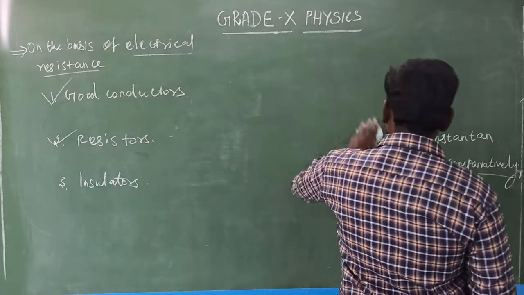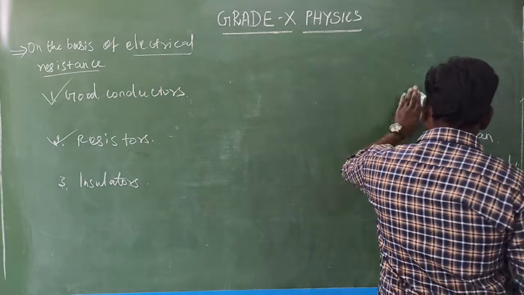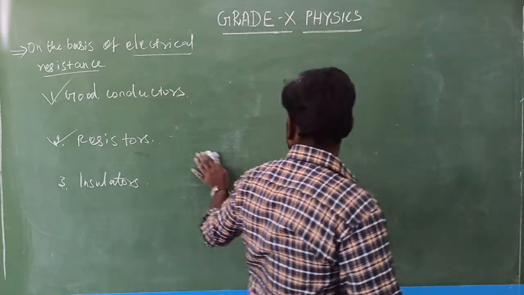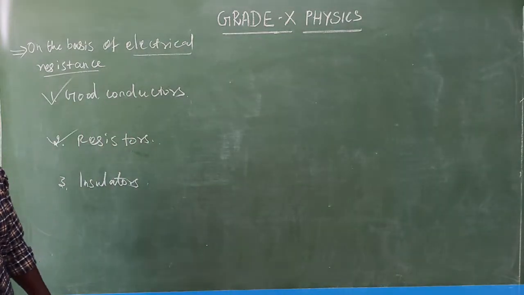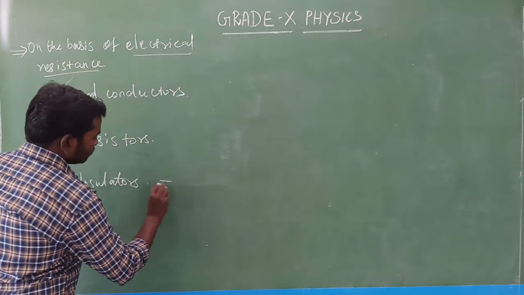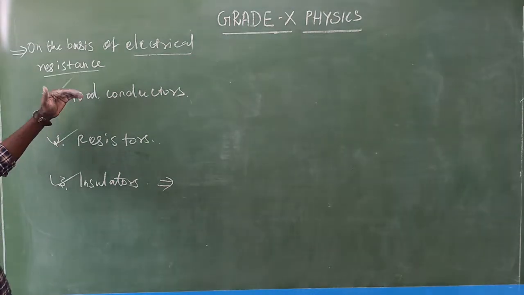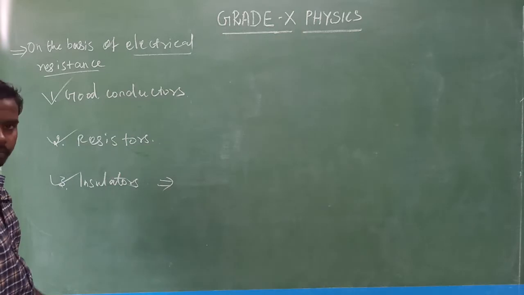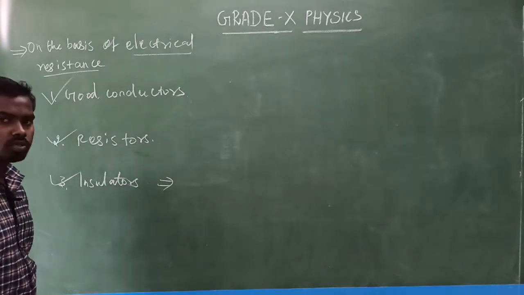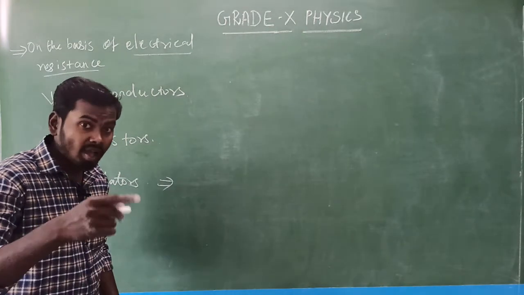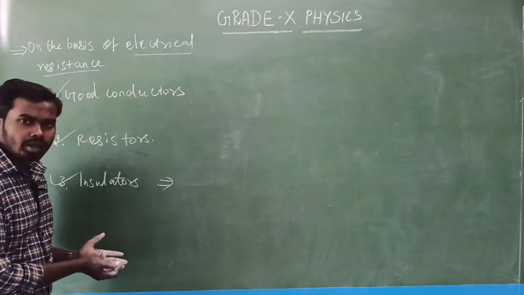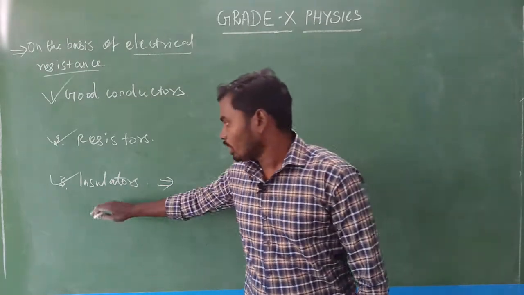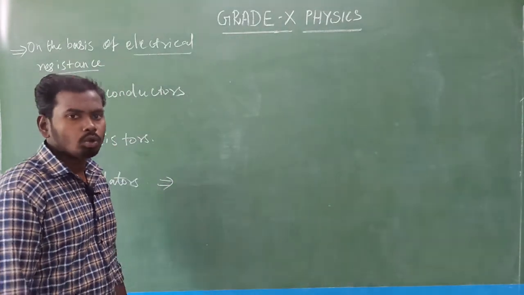Insulator is exactly opposite to good conductors. Look at here. The good conductors allow the current to pass through them, whereas these insulators never allow the current to pass through them.